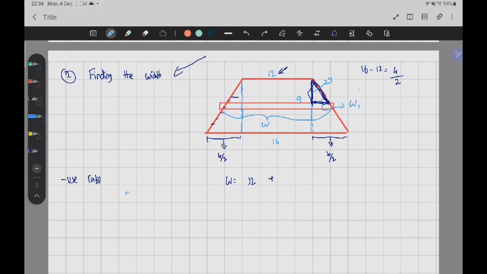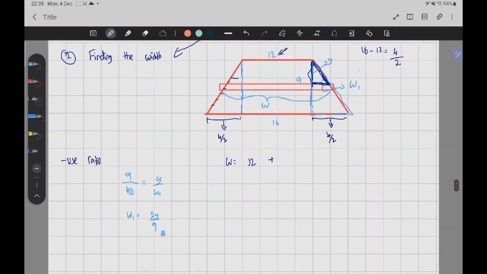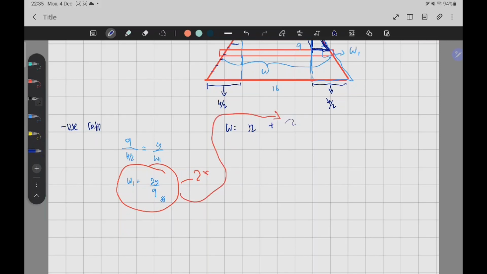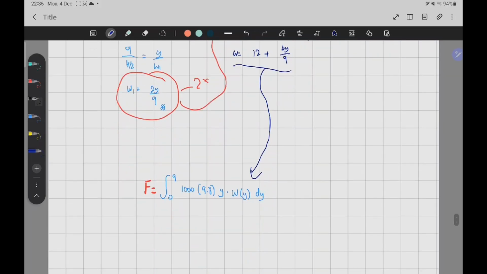So the ratio method will have 9 over 4 over 2 equal to y over width 1, in terms of y. So width 1 will equal 2y over 9. Now this is only for one side, but this is an even trapezium, so there are 2 sides. We use this and plug it back here. So now we have 2 times 2y over 9, so our total width is 12 plus 4y over 9. We have this equation right here, and we can substitute it into the formula we had earlier.